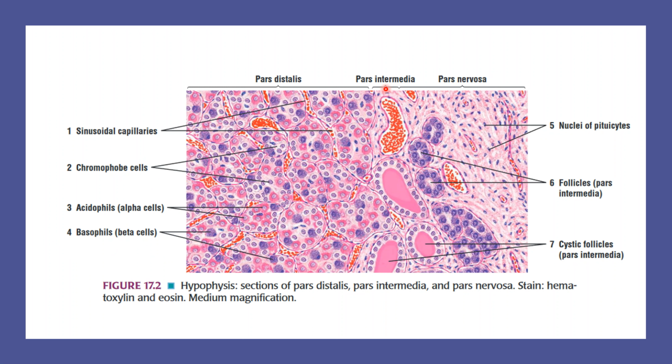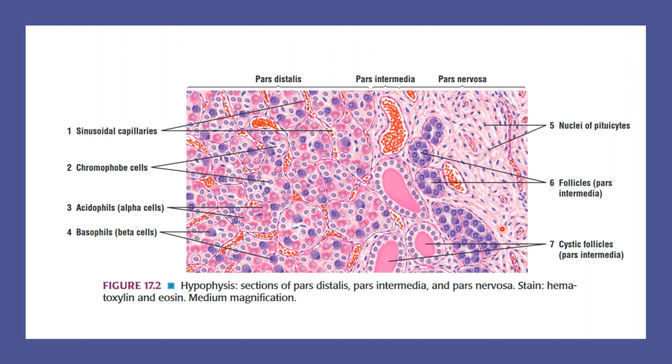Next in the pars intermedia, mainly we will have cells stained with hematoxylin, called basophilic cells. Sometimes we can make out follicles, the colloid cyst. The main function of these cells is not known, but it is believed that they secrete melanocyte stimulating hormone, lipotrophic hormone and ACTH. In the pars nervosa, numerous axons are there.